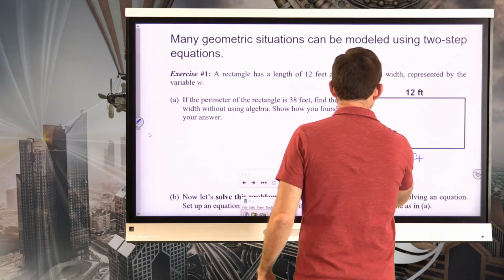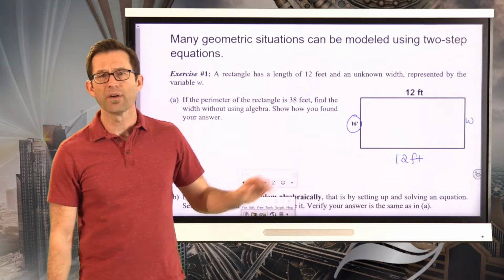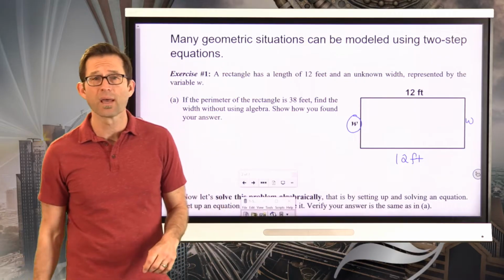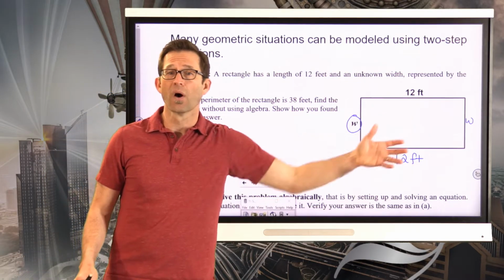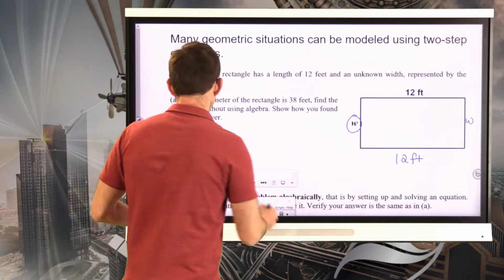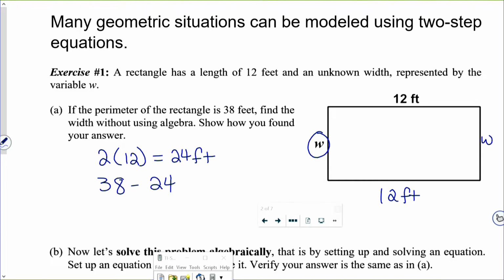And as well, if this is the variable w, this is the variable w. And we'll use that eventually to model it algebraically, but what I would be doing without any algebra at all is I'd say, well, in total, this has all got to add up to 38. Well, I know I've got 12 and 12, I've got 2 times 12. So 24 feet is already taken up by that. So I might then take my 38 and subtract off 24, and I would get 14 feet.